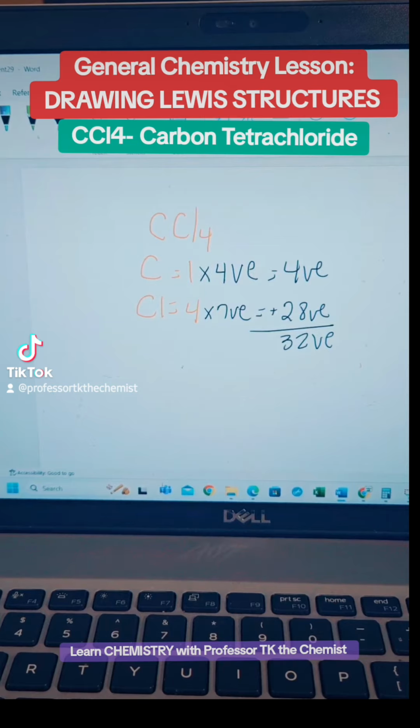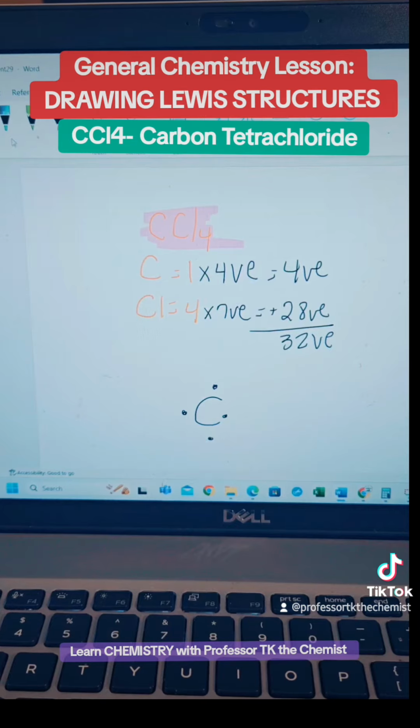So now I am going to put the element that is the most electronegative in the middle. As you can see, we have carbon and we have chlorine. The one that is the most electronegative goes in the middle. In this case, it's going to be carbon. So we're going to put carbon right here in the middle with 1, 2, 3, 4 dots, okay? 4 dots, aka 4 valence electrons.